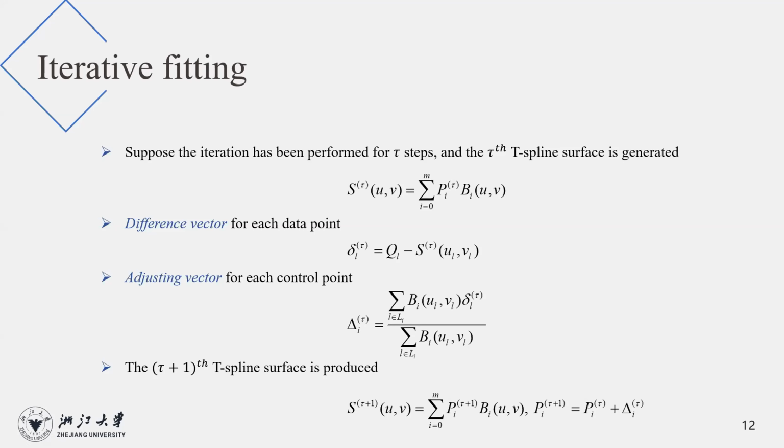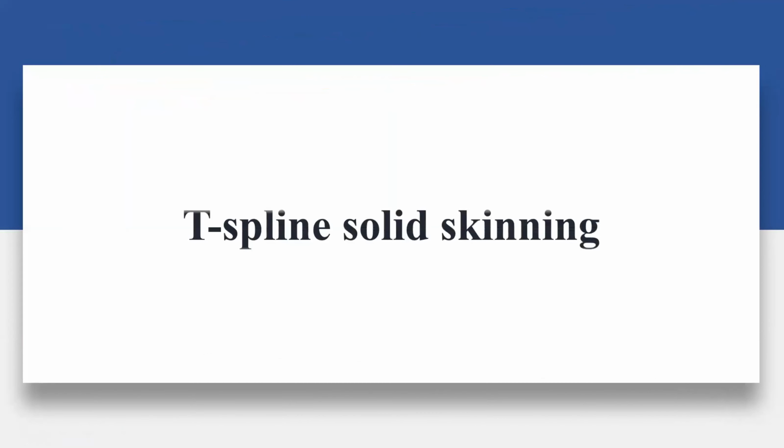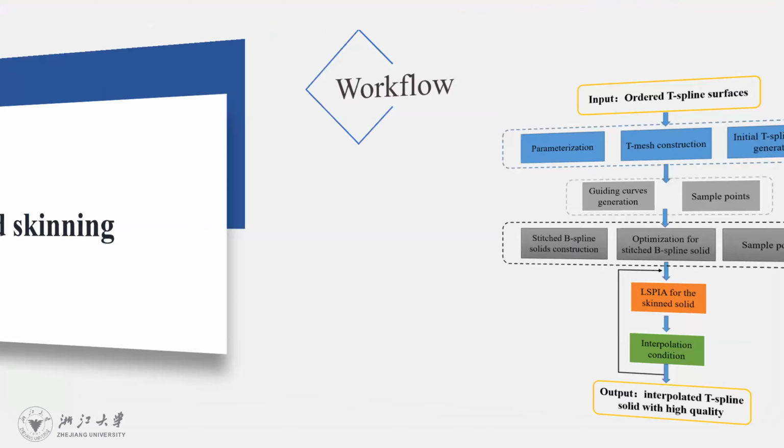At the same time, the control points are constrained by the interpolation condition to ensure the skin surface can interpolate the given curves. At last, after several rounds of iterative fitting and the interpolation constraint, an interpolated T-spline surface with high quality is generated. We also extend the T-spline skinning method to the field of solid modeling.